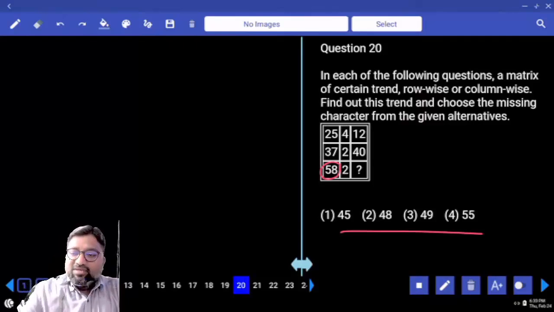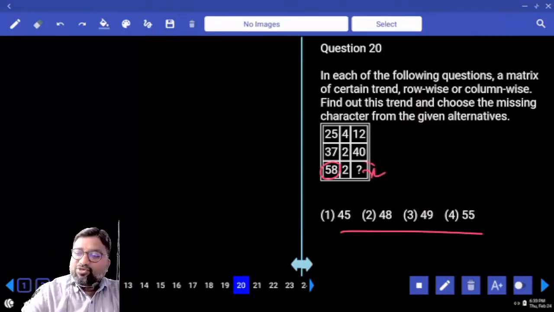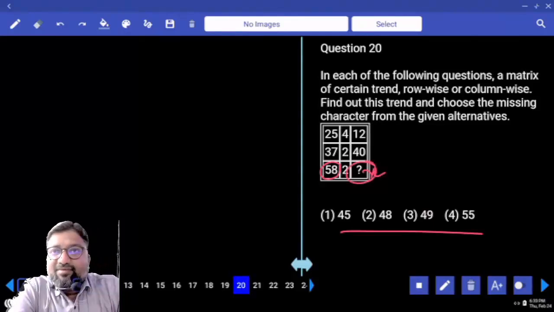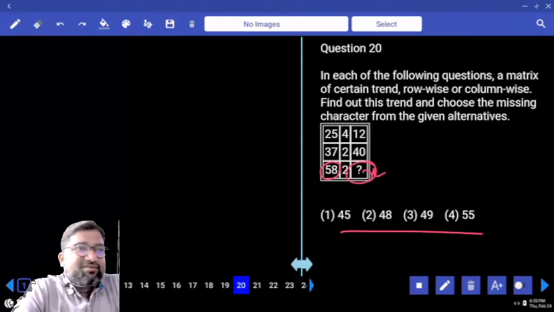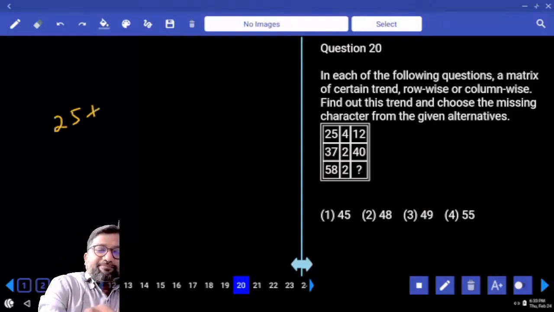Yes or no? This question mark X will be more than 45. And again here also I am getting a bigger number only at the end. Yes? So what we try to do is, let me go with these two and try to get 58. What is 25 plus 37? Come on. 25 plus 37 is what? 62. Minus 4.